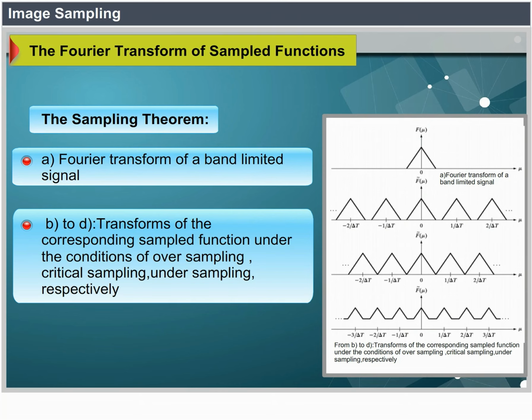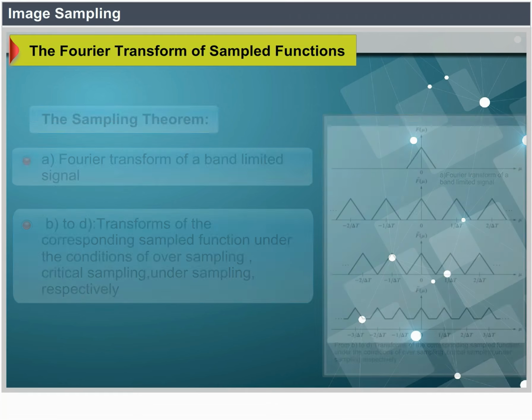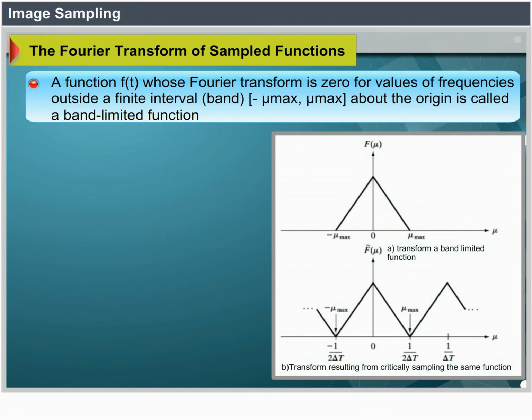Sampling theorem. A continuous band-limited function can be recovered completely from a set of its samples if the samples are acquired at a rate exceeding twice the highest frequency content of the function. The Nyquist rate representation is as shown on screen.